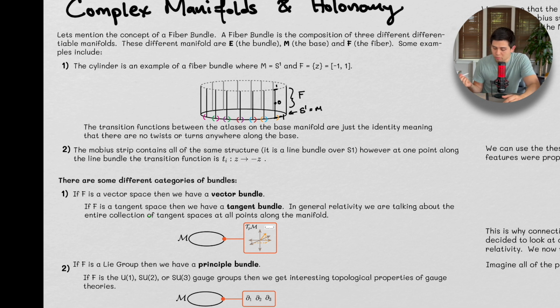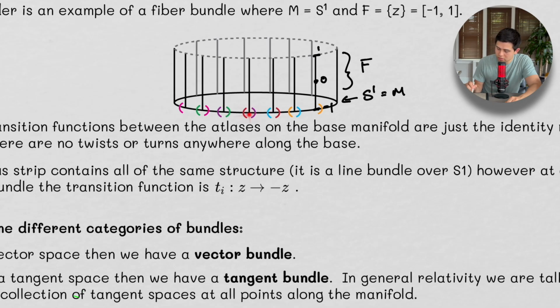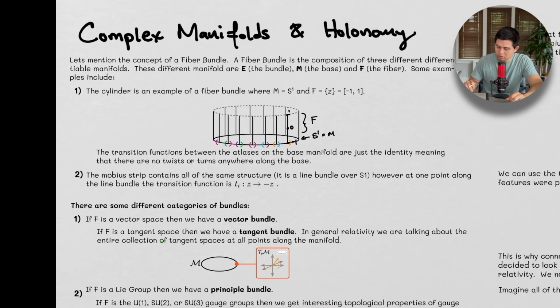However, we can consider a Mobius strip as another example here. It's a similar structure. The base manifold is S1, and F is the fiber, but however, there's a difference. The difference here is that at one of the transition points, the transition function is z to -z. So there's a flip in the bundle. And that's what a Mobius strip is.